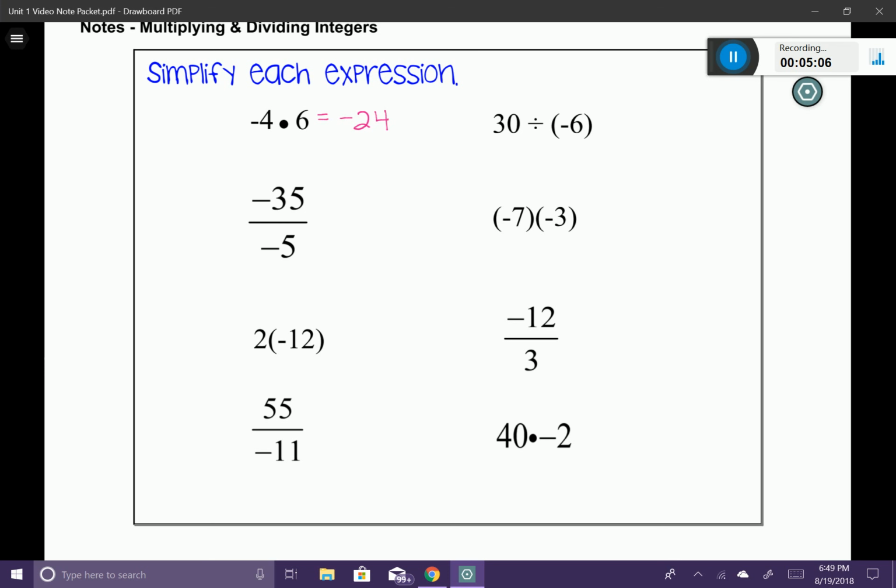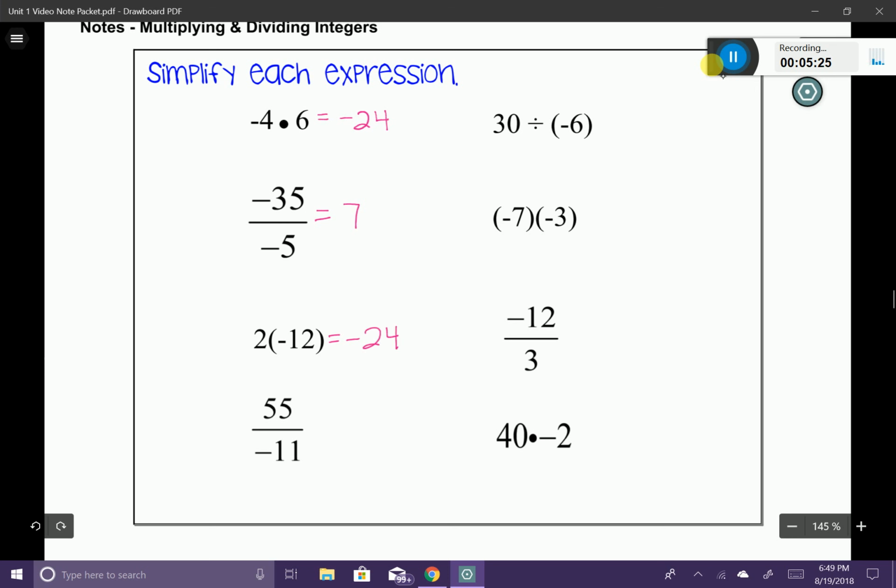Okay, let's go ahead and go down our page here. Negative 35 divided by negative 5. I have two negative numbers which are the same sign. So that's going to give me a positive answer of 7. 2 times negative 12. I have a positive and a negative, which is going to lead me to a negative 24.